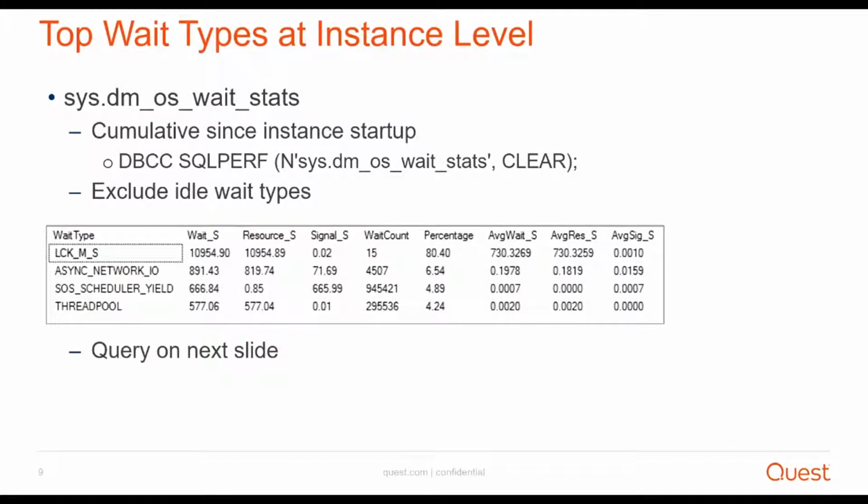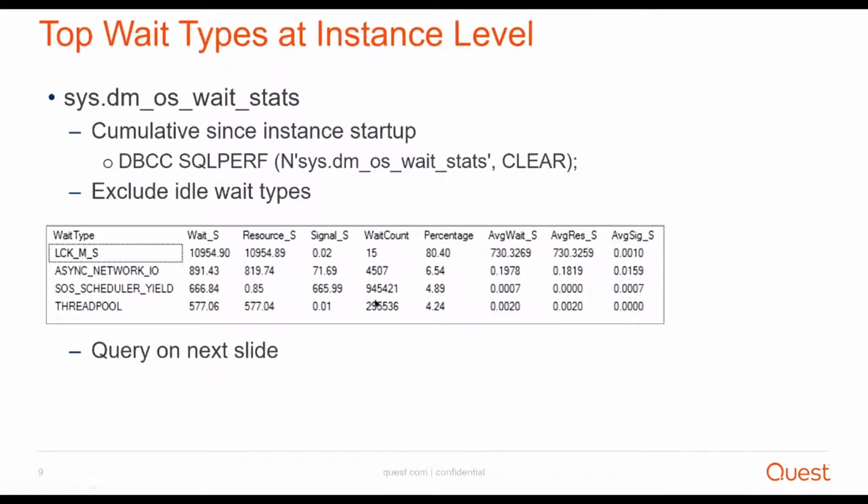Now, say you have 50 or more instances that you're responsible for, and you just want to get the lay of the land. You can look at DMOS wait stats. It's cumulative, like I said, since instance startup or since it was last flushed. Now, you can use DBCC SQLPERF, pass it the DMOS wait stats view, and say clear. And what that will do is clear it for right now. So say you come in and everything's gone south and you don't know what's going on. You could run this command and then run the query on the next slide and see where all the wait is occurring.